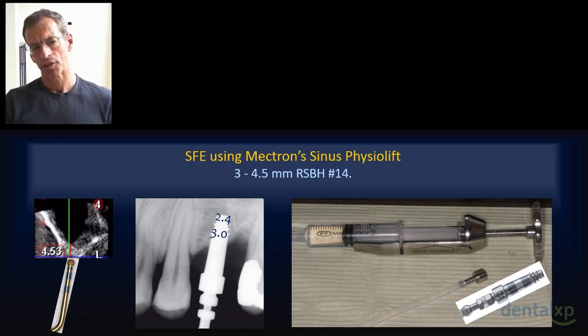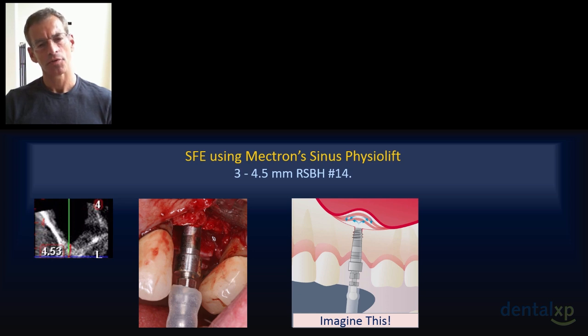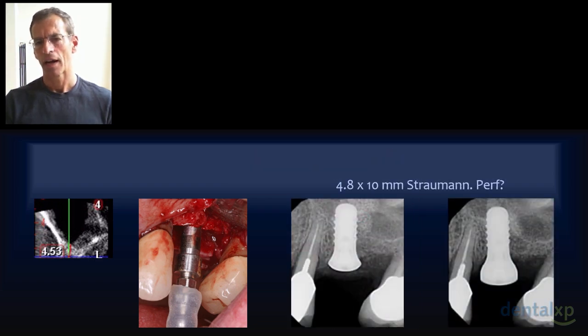Mectron's sinus physiolift system involves the preparation of your osteotomy with piezosurgical tips, the insertion of a screw-retained water hydrant, and then micrometric injection of water. And while the screw-retained hydrant is in place, I imagine that my water is hydraulically lifting the membrane as drawn. I withdraw, graft, and place my implant, but it appears on this radiograph that I perforated either during graft placement or implant insertion.